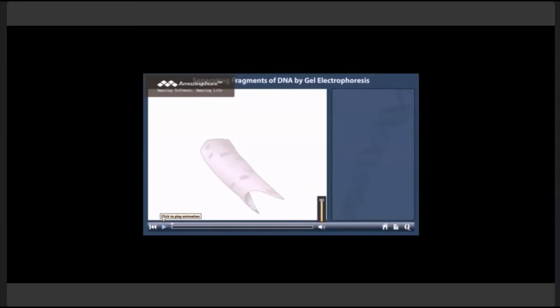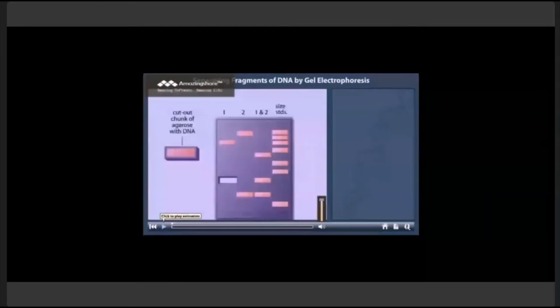A piece of film is placed on the filter. The radioactive probe exposes the film. Knowing which band contains the sequence of interest, an identical agarose gel can be run, and the band of interest can be cut out of the gel. The DNA in this band can then be manipulated for further analysis.